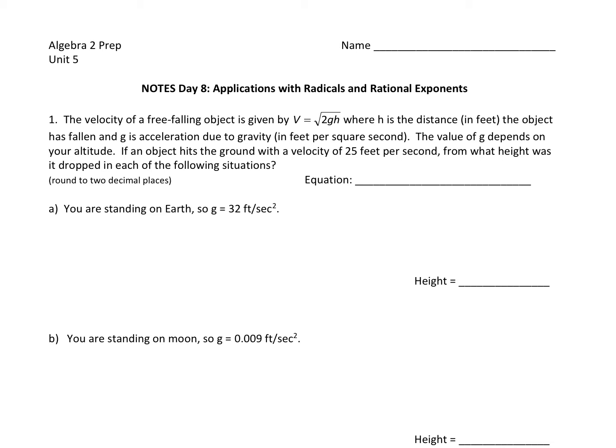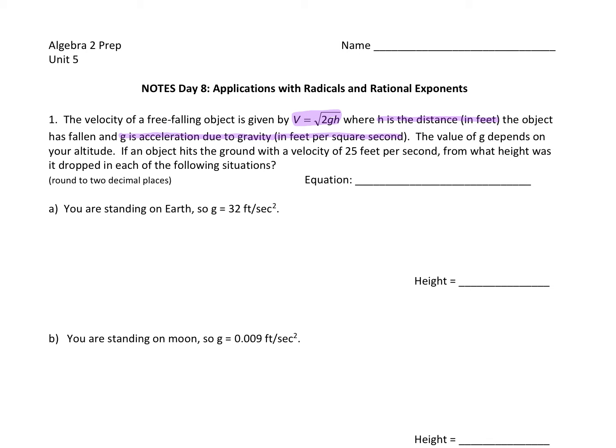In this video, we are going to go over applications with radicals and rational exponents. So in this first word problem, it says the velocity of a free-falling object, given that v equals the square root of 2gh, where h is the distance in feet the object has fallen, and g is the acceleration due to gravity in feet per second.